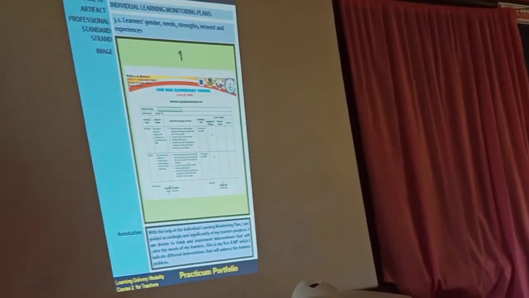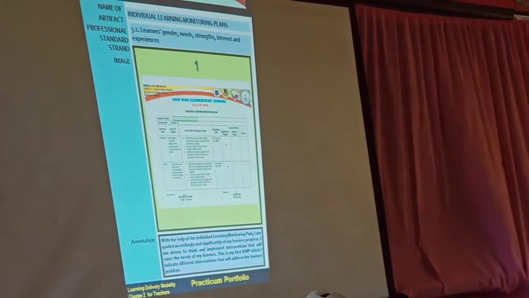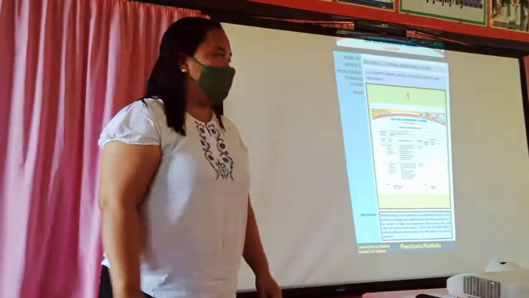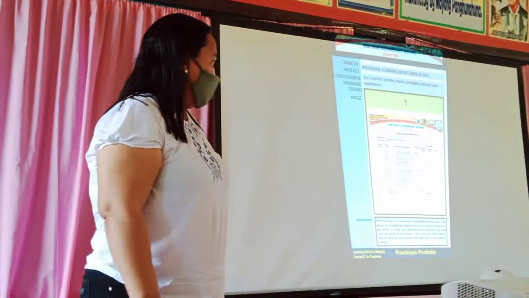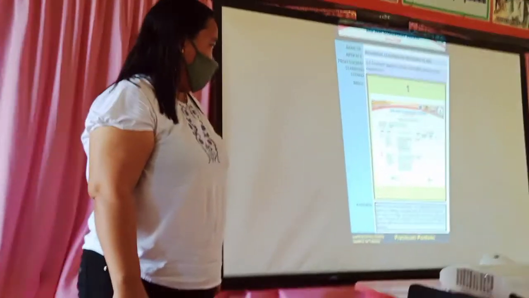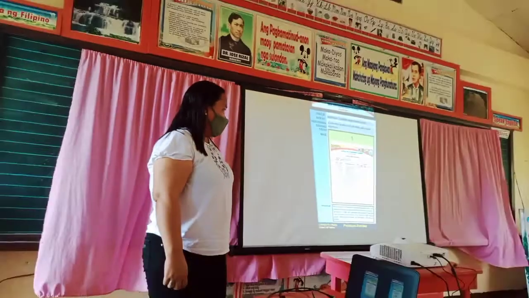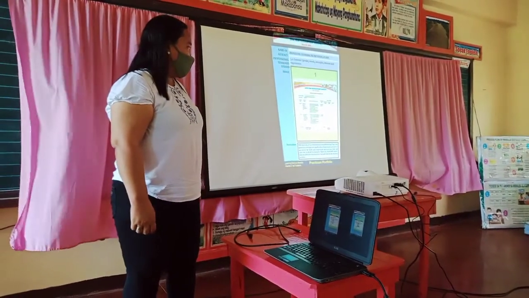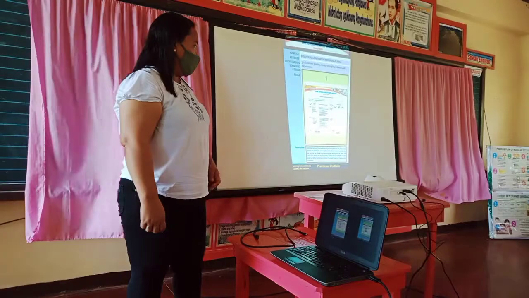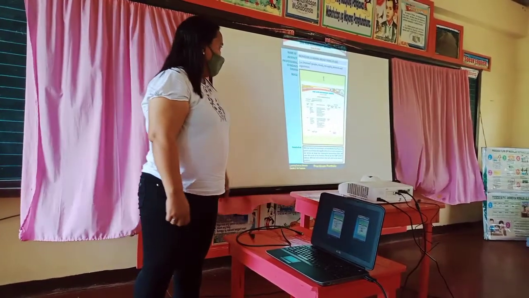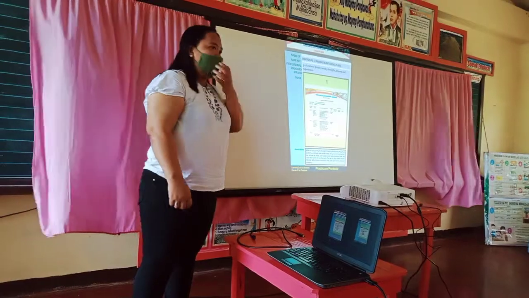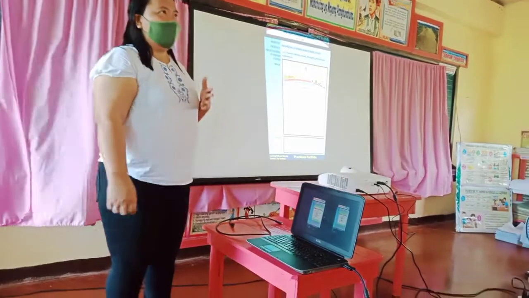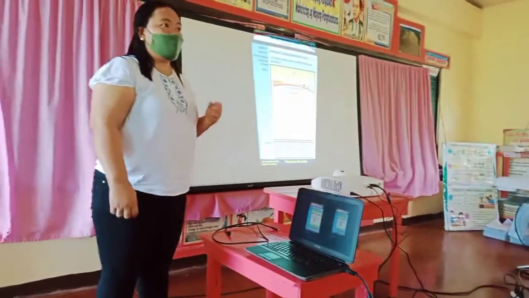Under the strand of 3.1, learners' gender, needs, strength, interest, and experience. So in my first ILMP, with the help of this tool, I am guided accordingly and significantly of my learners' progress. I am driven to think and implement interventions that will cater to the needs of my learners. This is my first ILMP, in which I indicated different interventions that will address the learner's problem. As you can see, the name of the pupil was covered for the protection and privacy of the learner.